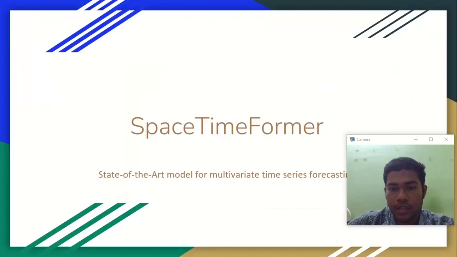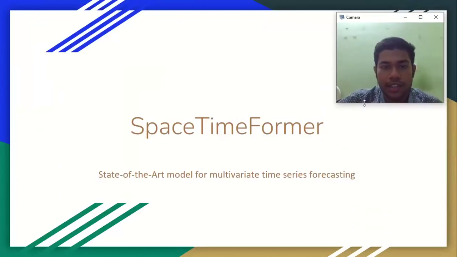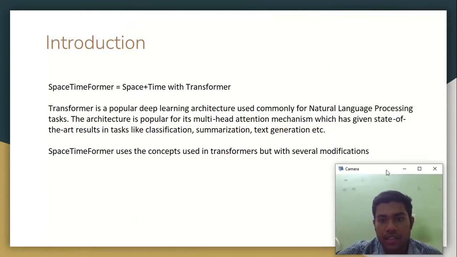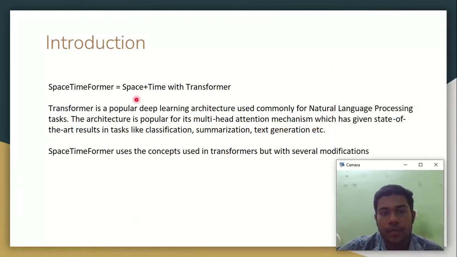My name is Nischal. Now we'll be discussing the Spacetimeformer model, which is the state-of-the-art model for multivariate time series forecasting. So first, Spacetimeformer stands for space and time with transformer. Transformer is a popular deep learning architecture which is commonly used for natural language processing tasks.